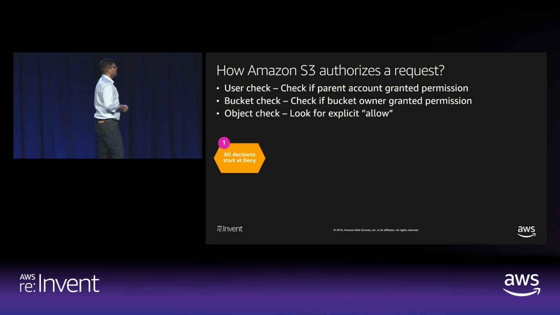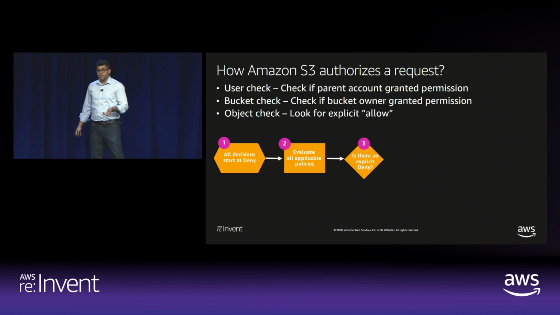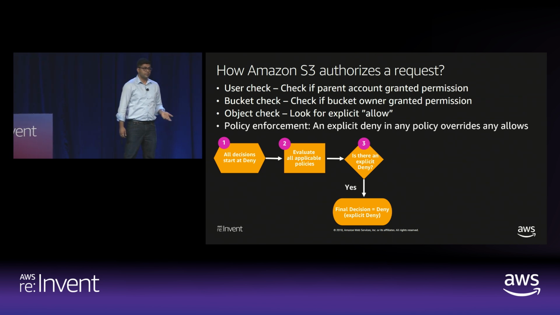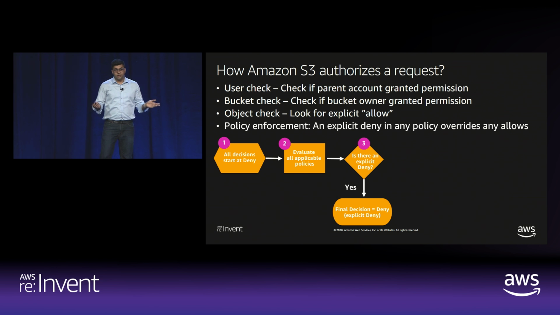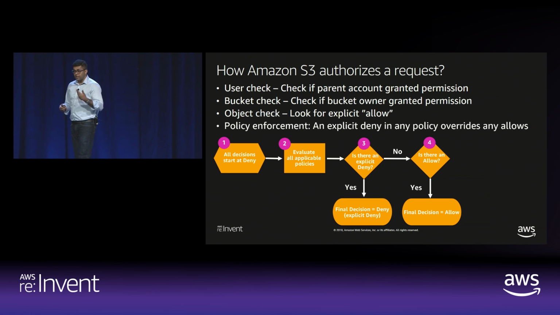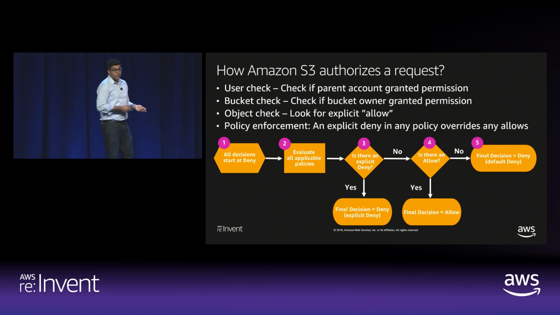Then we evaluate all the policies together. And as we're doing that, we look for an explicit deny. Is there an explicit deny in the statement? If there is an explicit deny, then another pro tip, it will override all allows. Now, say you don't have an explicit deny, then we look for an explicit allow. Is there an allow in any of the policies for the user to perform an action on the resource? If there is, then the final decision is allow. Otherwise, it goes back to the default decision, which is deny. So it's deny by default.